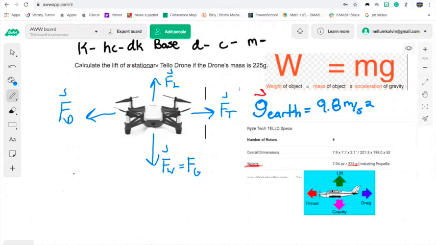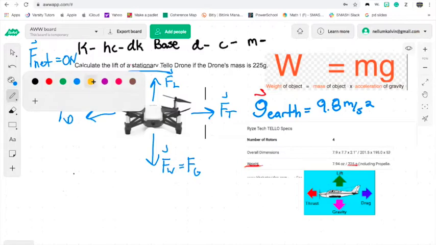We know that this is stationary, so we can assume that the net force, the total force on here, is zero. It's not moving in either the X or Y direction. So we can figure out the lift of the TELLO drone if we know the opposite force. The opposite force of the lift is weight. If we can figure out weight, we can figure out lift.